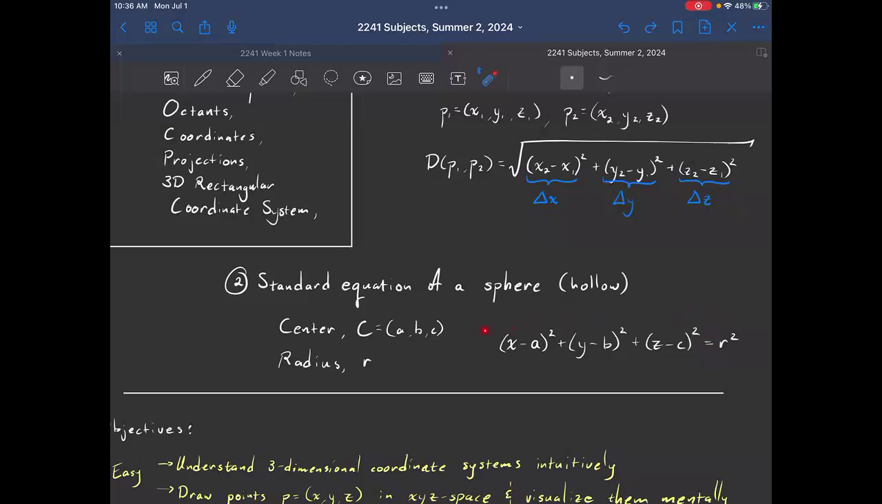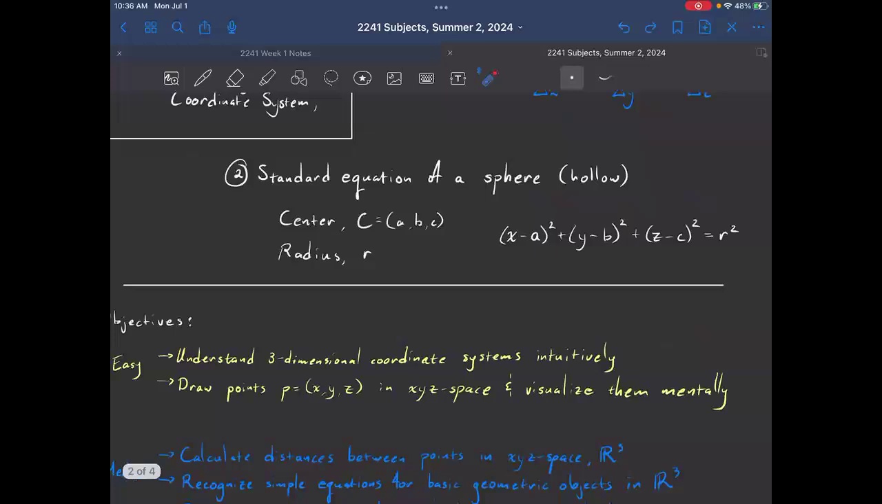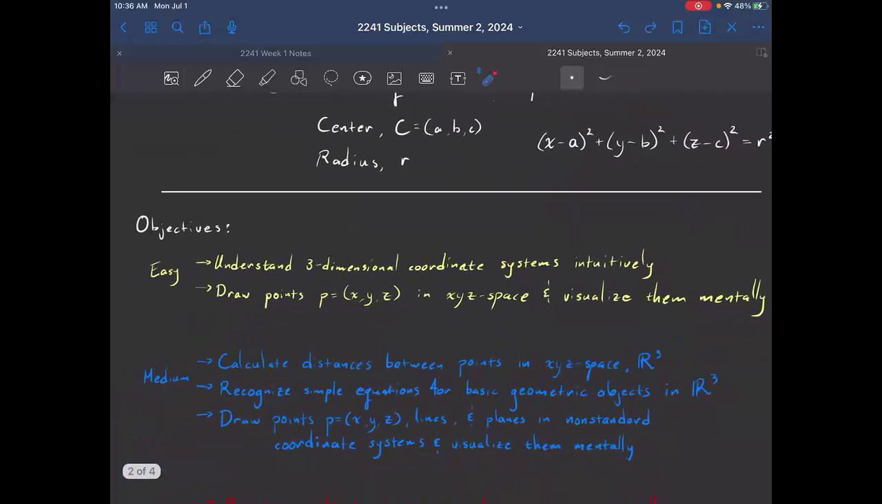But here's the equation of a sphere. It looks a lot like the equation for the distance between 2 points because it is. It's just when the distance is constant and you've fixed a single point, let's say P2 in here. So A, B, and C are fixed, R is constant, and then you bring the square root to the other side and you get the formula for the equation of a sphere in standard form.